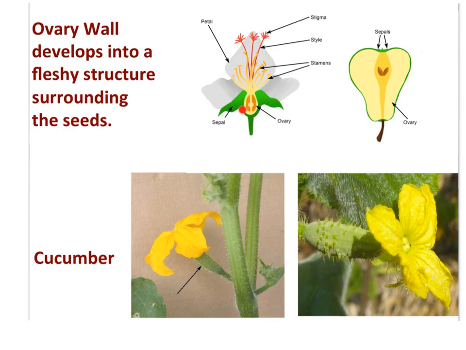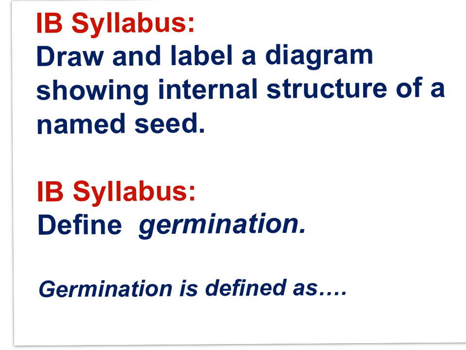The ovary wall that surrounds the ovules will, following fertilization, develop into the sweet, fleshy part of a fruit. In these lower photographs, you can see the cucumber flower with its eggs fertilized beginning to develop the cucumber fruit, which encloses the seeds. The first IB syllabus statements of the movie are: draw and label a diagram showing the internal structure of a named seed.